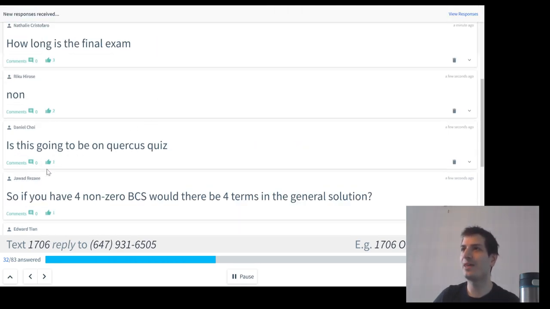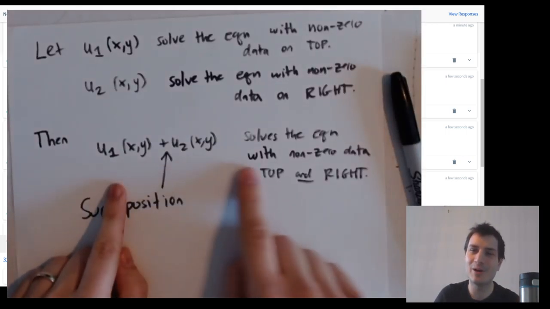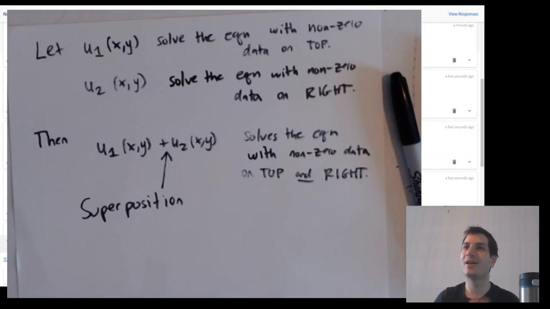Somebody has a math question. If you have 4 non-zero boundary conditions, are there 4 terms in the general solution? Yes, so you can solve it the way I did here and solve 4 different equations and then add them all together to make it work. That is totally what you could do. That would be a lot of work.